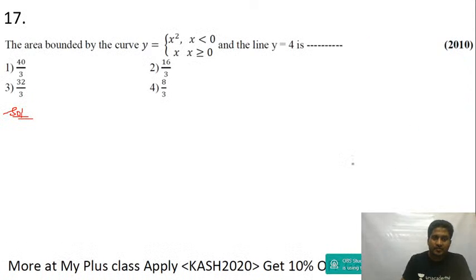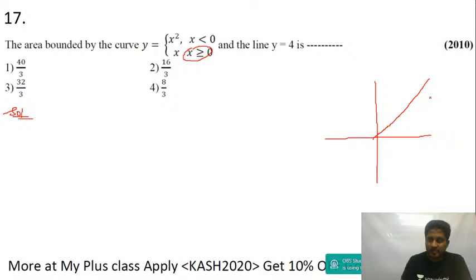Now if I plot the graph for this, if x is positive, you get a line. So this is the y equal to x graph, and y equal to x square, if x is negative, you get an upward curve. So this is y equal to x square. This will be 0.